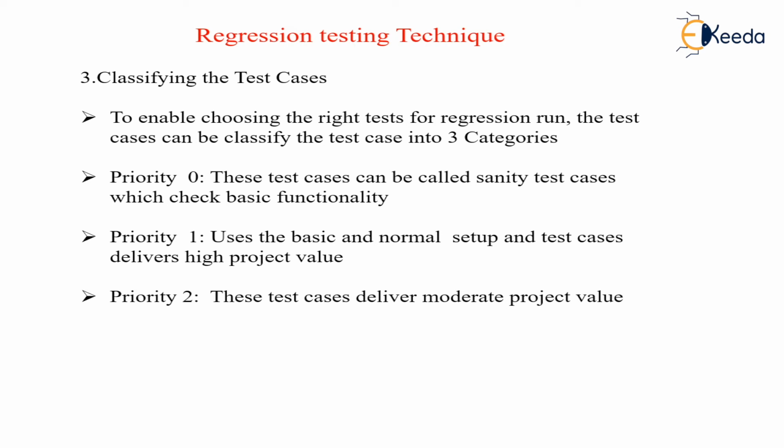Priority 1, that was priority 0. Priority 1 is using a basic and normal setup. The test cases deliver the higher project value. Now, the third, priority 2, these test cases deliver moderate project value. They are executed as a part of the testing cycle.